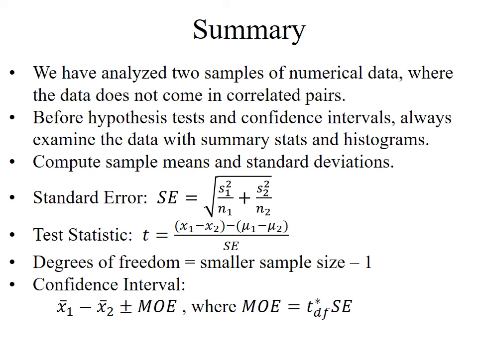The big new thing here is, since I'm comparing two different means of two different samples, I calculate my standard error in a new way. It's a great big square root of the first standard deviation squared over the first sample size plus the second standard deviation squared over the second sample size, square root of that whole thing. We then use it to compute our test statistic based on the difference between our two sample means. Degrees of freedom is the smaller sample size minus 1. And then similarly, we can use this to make a confidence interval on the average difference between the two populations, where the margin of error is based on this new standard error.